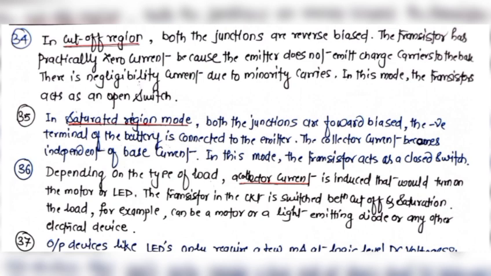In cutoff region, both the junctions are reverse biased. Transistor has practically zero current because the emitter does not emit charge carriers to the base. There is negligible current due to minority carriers. In this mode, transistor acts as an open switch.